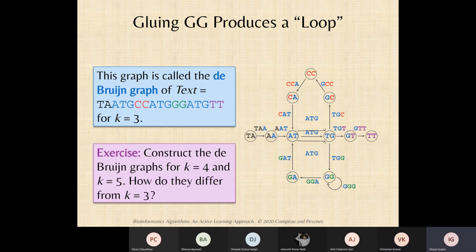So now as an exercise, I would ask you to construct the k equal to 4 and k equal to 5 mer graphs for this particular string. I'll give you a couple of minutes for this.